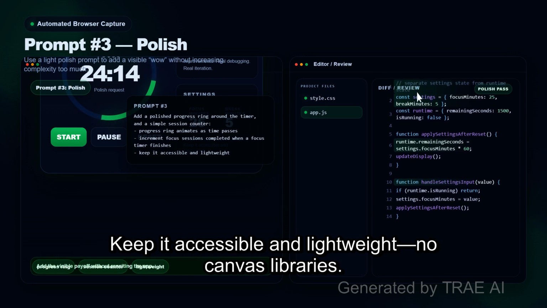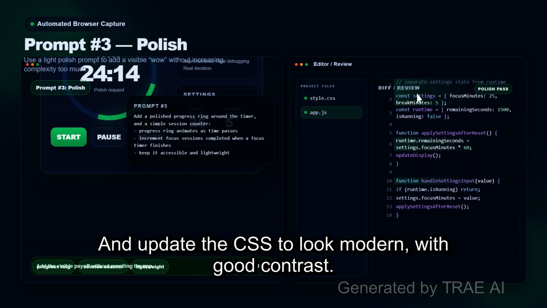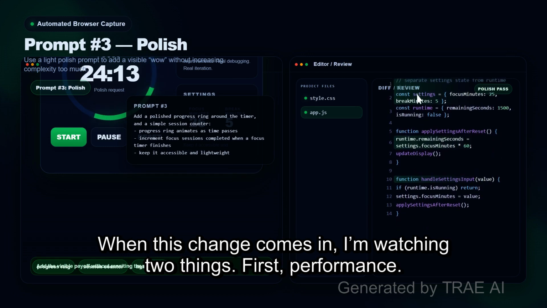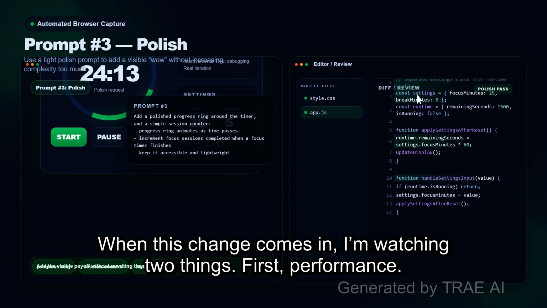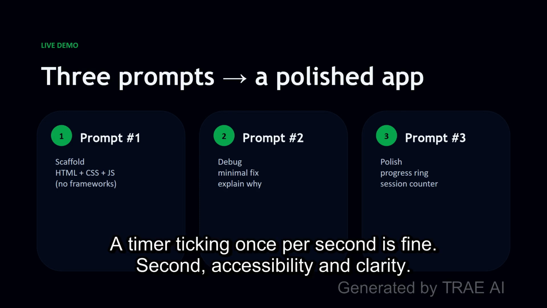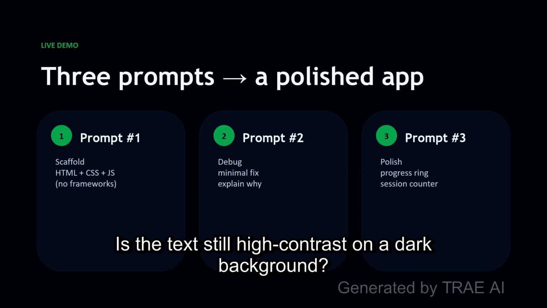When this change comes in, I'm watching two things. First, performance. We don't want to re-render the entire page 60 times a second. A timer ticking once per second is fine. Second, accessibility and clarity. Does the progress ring reduce readability? Are buttons still obvious? Is the text still high contrast on a dark background? If you're building for YouTube, also remember, your viewers may be watching on a phone.